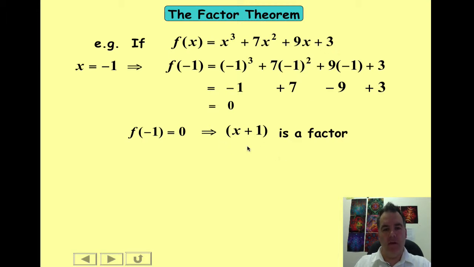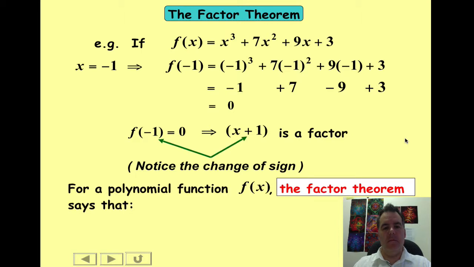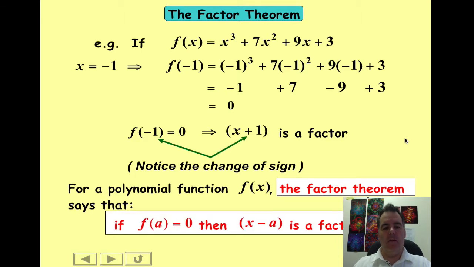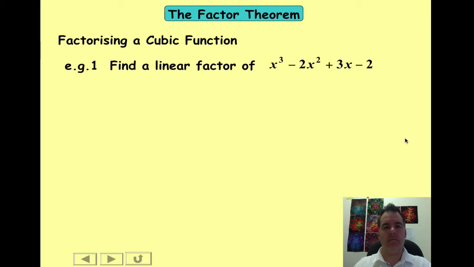Remember, it's always the value of x that makes the bracket 0. So if negative 1 gives you 0 here, it's x plus 1 that's a factor. If it was positive 1 that gave you 0, then x minus 1 would be a factor. Okay, so we know the factor theorem tells us that if we substitute in a into the polynomial, it could be any polynomial, it doesn't have to be a cubic, it could be a quartic or higher, then we know that x minus a is a factor. That is the factor theorem.